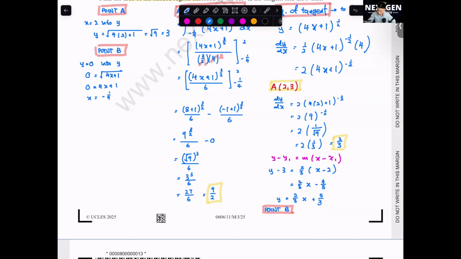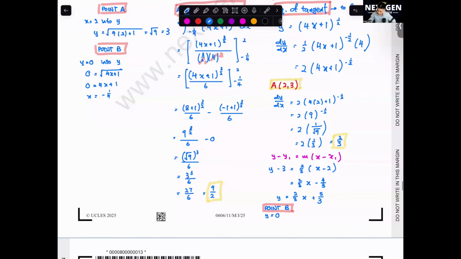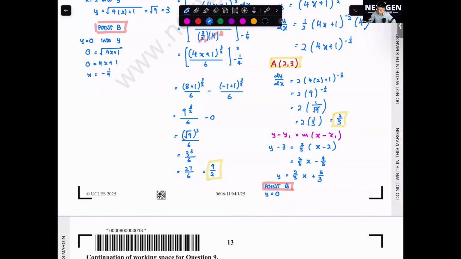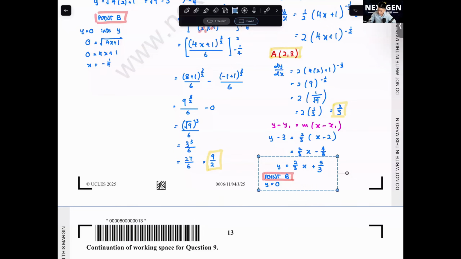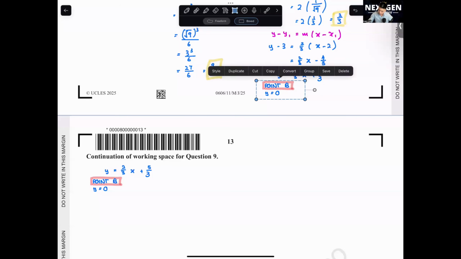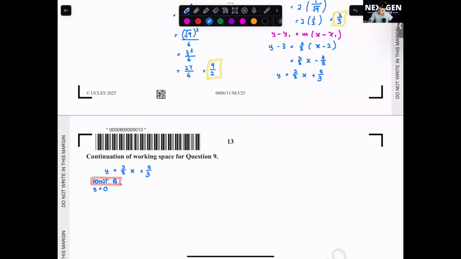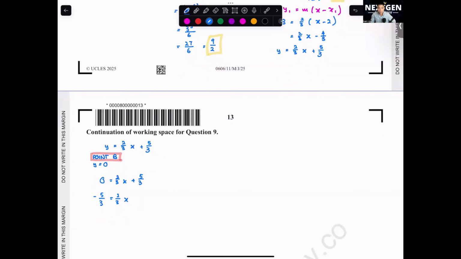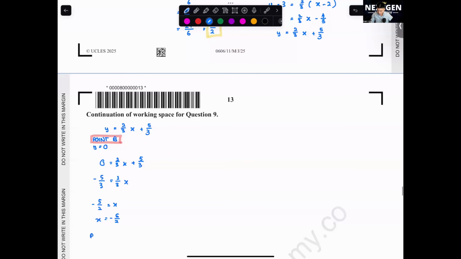Okay, point B, y equals 0. Maybe I use the next page already. Yeah, this is too long. Okay, substitute in here. 0 equals 2 over 3x plus 5 over 3, so minus 5 over 3 equals 2 over 3x. Then x will be equal to minus 5 over 2. X is minus 5 over 2. So the point B will be minus 5 over 2, 0.